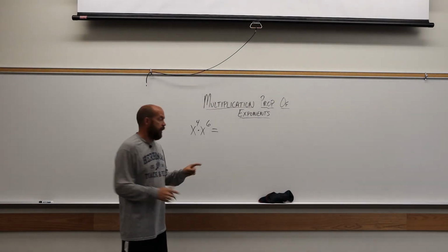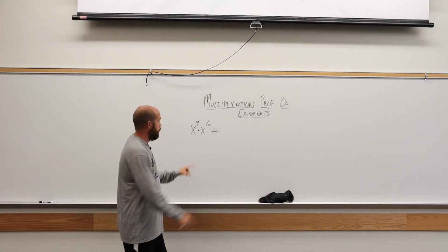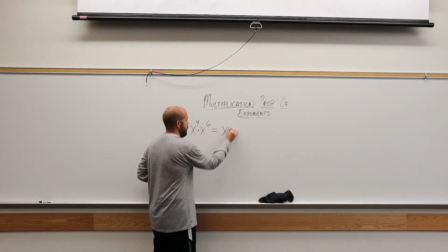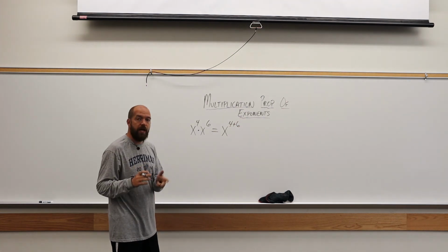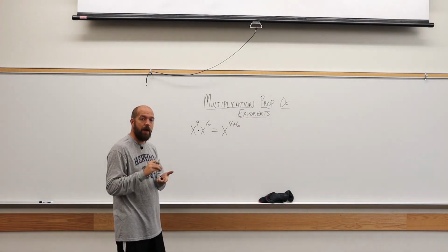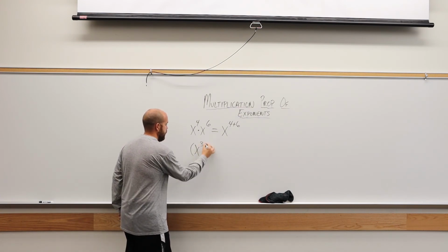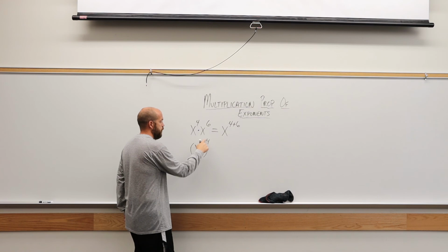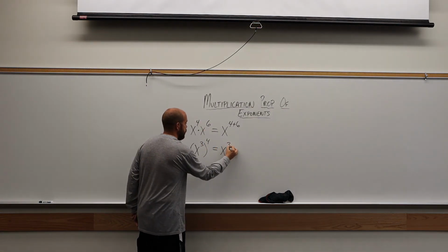If I am multiplying bases together and the base is the exact same thing, we add the exponents together. If you have a power to a power, so an exponent being raised to another exponent, we would multiply those.